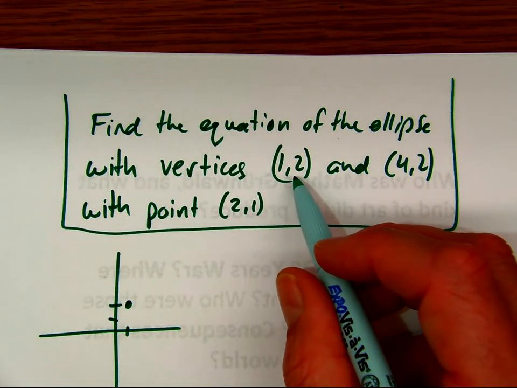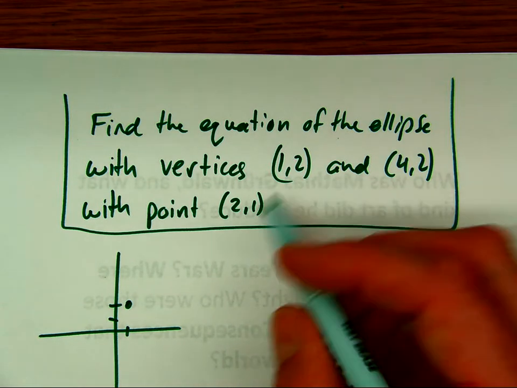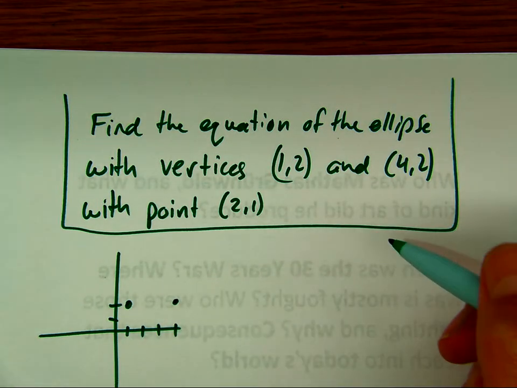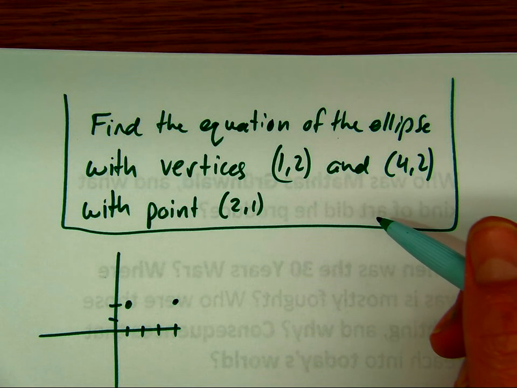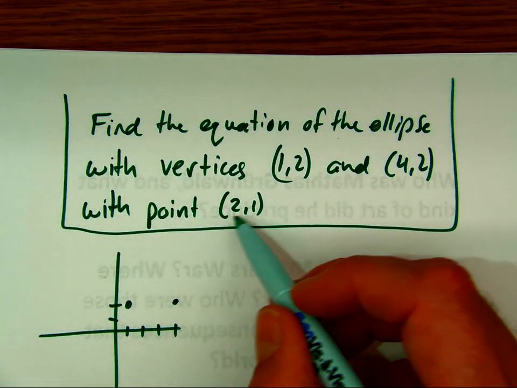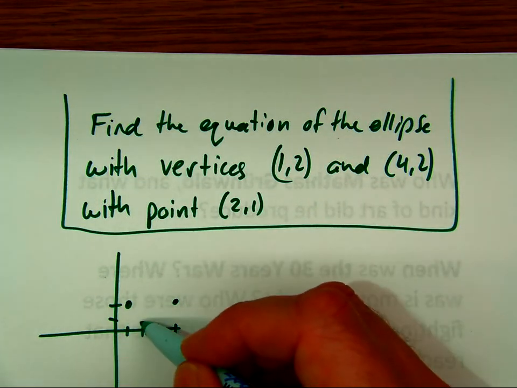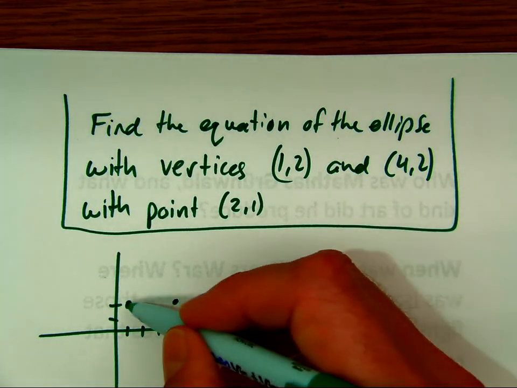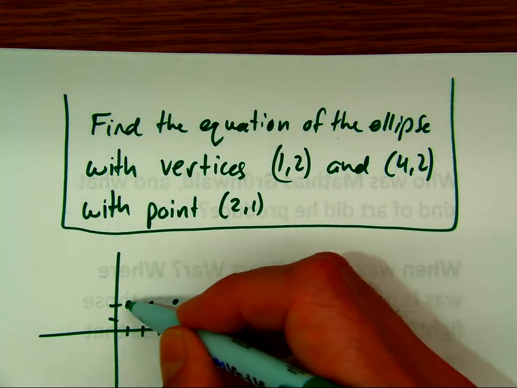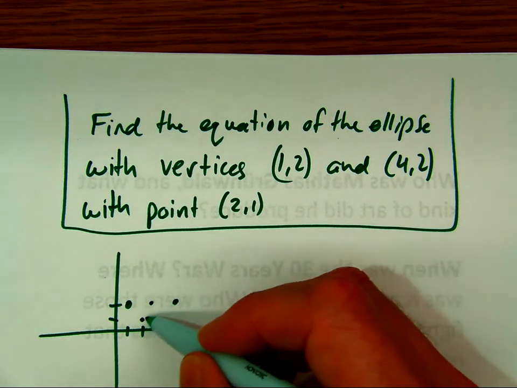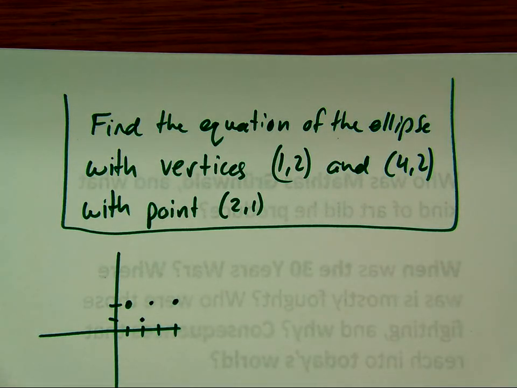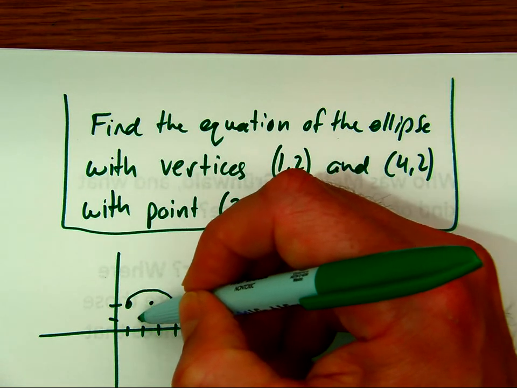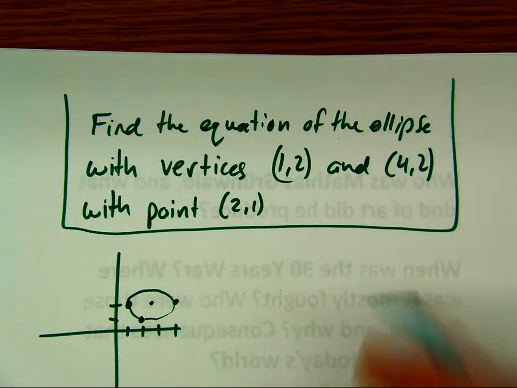Okay, vertices (1, 2) and (4, 2). And it's saying that there is a point on the ellipse at (2, 1). So we can see that the center will be between the two vertices, and then that point is on the ellipse. So the ellipse will go around like that, and we know that that point is on the ellipse.